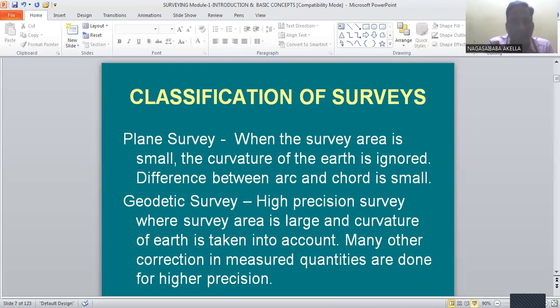If you come to geodetic survey, wherever a high precision, high accuracy survey is required and a large area is involved, you have to apply geodetic survey. In this geodetic survey, the curvature of the earth is to be taken into account. Many other corrections in measured quantities are also done for higher precision. So for higher precision, this type of geodetic survey is most useful.